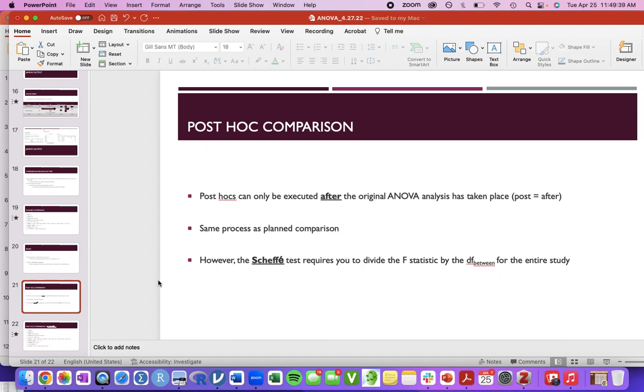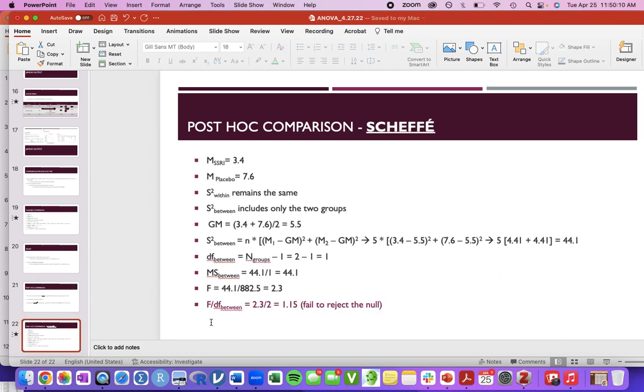Now we get to our post hoc comparisons again. And remember, this tends to be more common. We do this only after our original ANOVA. And it's the exact same process as a planned comparison. But the difference is that instead of doing a Bonferroni correction, we would do a Scheffé test. So instead of dividing the alpha level, we're dividing our actual F statistic. So we would divide our F statistic by the DF between. It's going to look completely identical, except one more added step. And we're still going to get the same result here because we're comparing it to the same critical value.